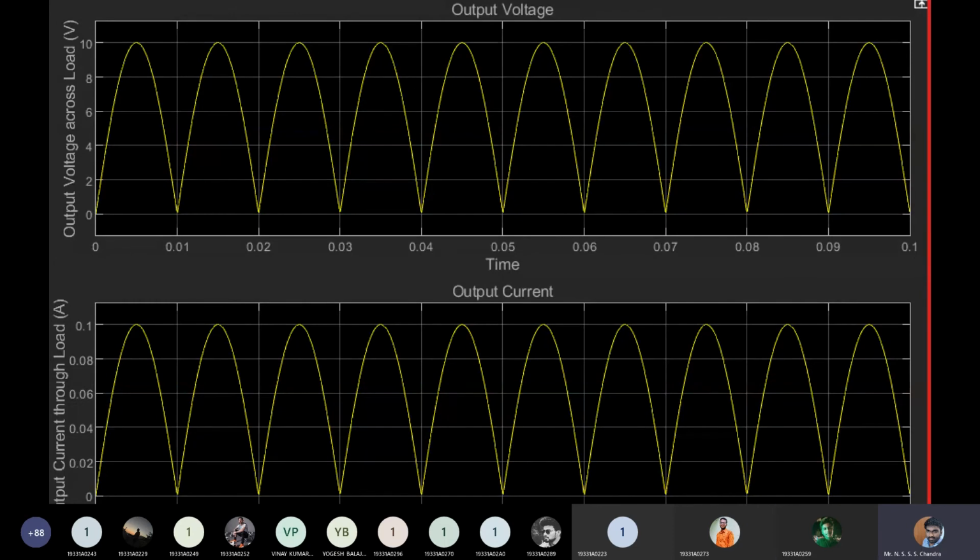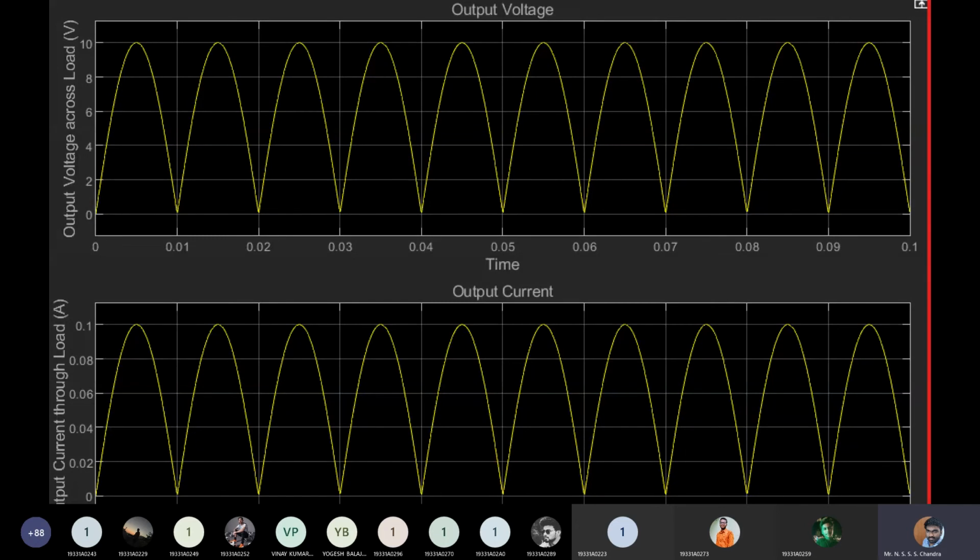What's form factor? RMS by average value. Because the waveform is identical, your form factor will also be the same. So what will be your form factor value for a center tapped transformer configuration? 1.11. So it is the same as that of your bridge rectifier configuration.